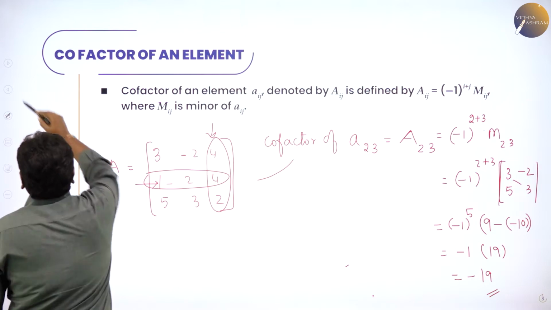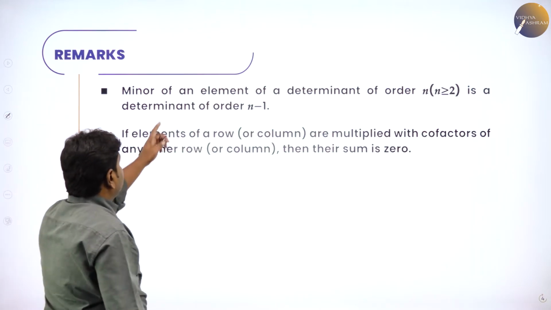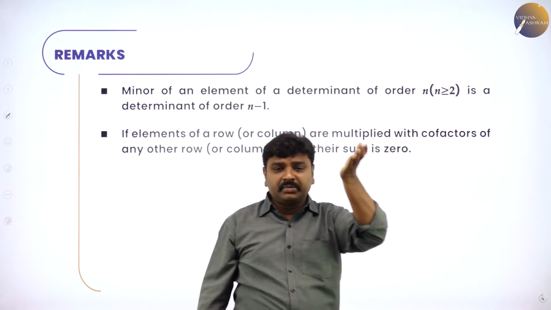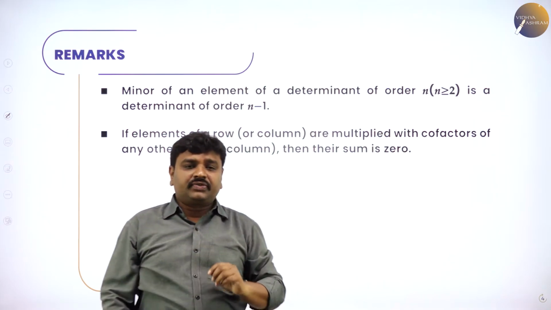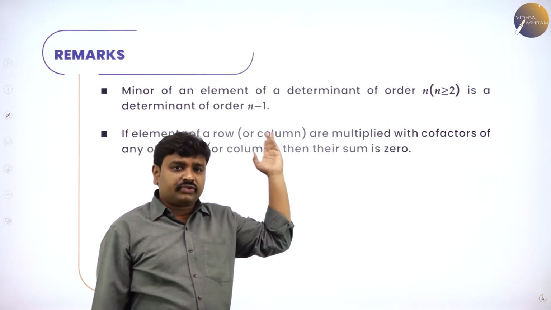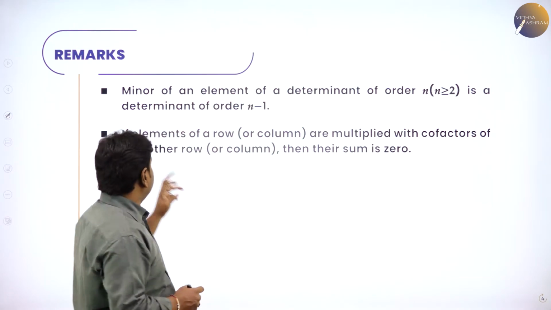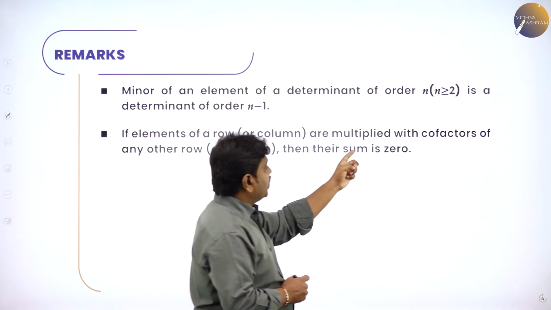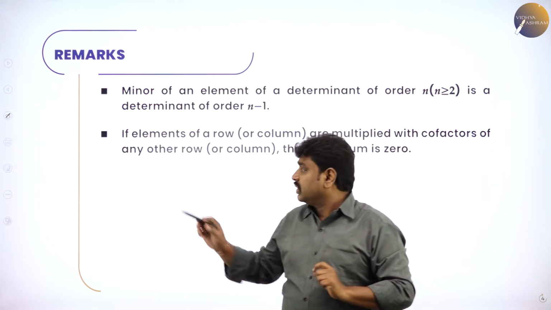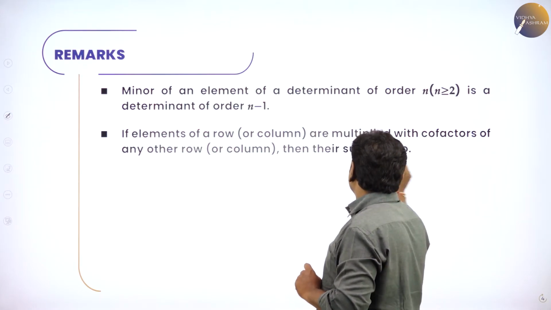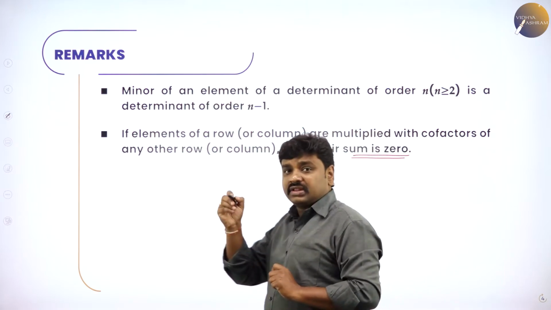Now, minor of an element of a determinant of order n is a determinant of order n minus 1. If you want minor of an element of order 3 cross 3, it will be a determinant of 2 cross 2. That's what we have done. And if elements of a row or column are multiplied with cofactors of another row, then their sum is 0. Interesting. Then their sum is 0.